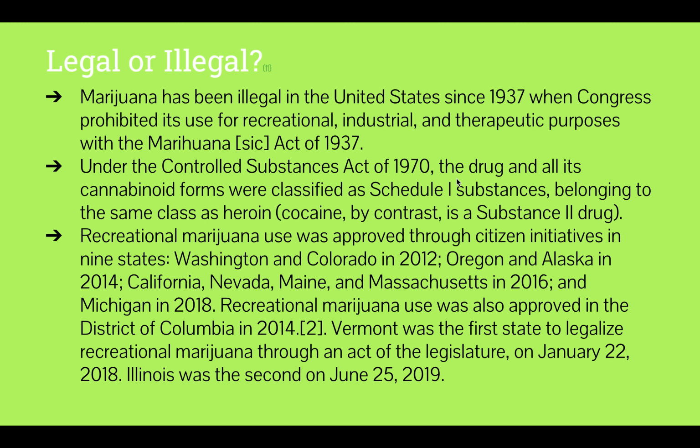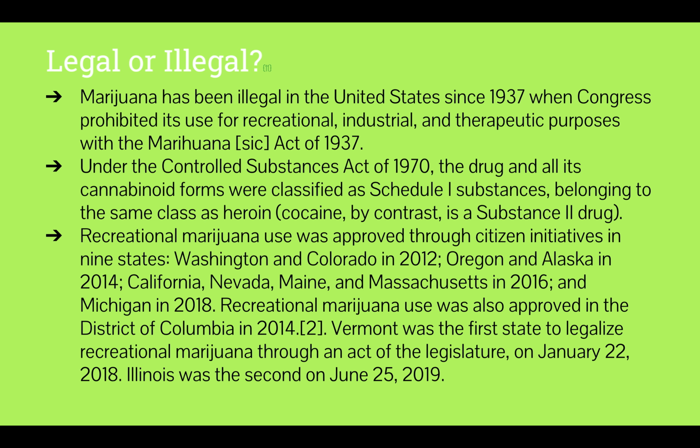Legal or illegal? Marijuana has been illegal in the United States since 1937 when Congress prohibited its use for recreational, industrial, and therapeutic purposes with the Marijuana Act of 1937. Under the Controlled Substances Act of 1970, the drug and all of its cannabinoid forms were classified as Schedule I substances belonging to the same class as heroin. Cocaine, by contrast, is a Schedule II drug.